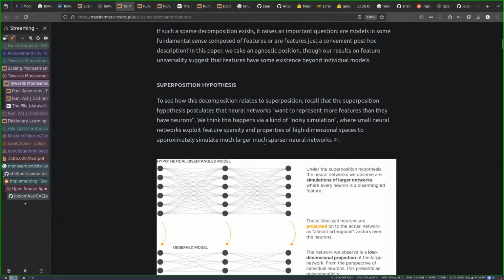Superposition hypothesis. Man, the paper is so long. I've been reading for so long and it's not even close. Sorry.